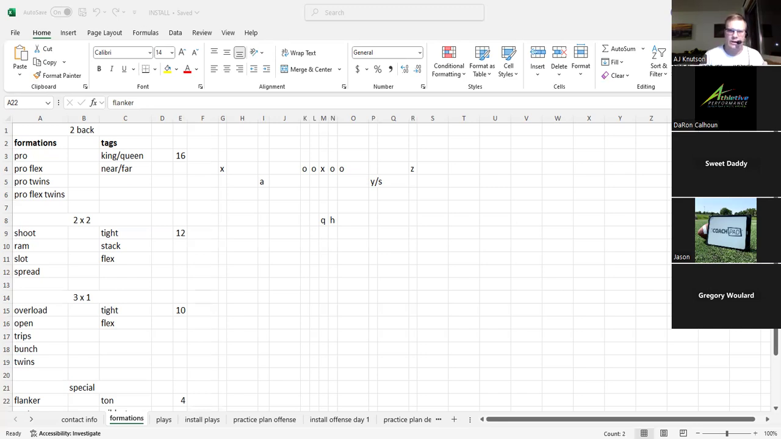Instead of getting up and seeing this formation and thinking, oh shoot, what am I going to call this? And then you've got to try to make something up on the fly. So that's what I'm talking about with formations and naming formations, to have that vocabulary.